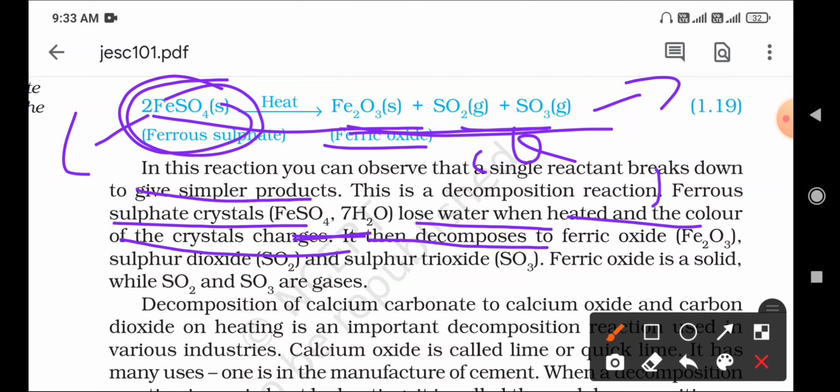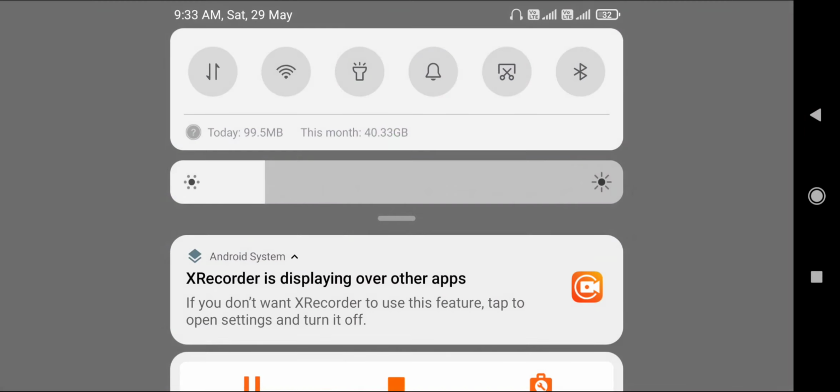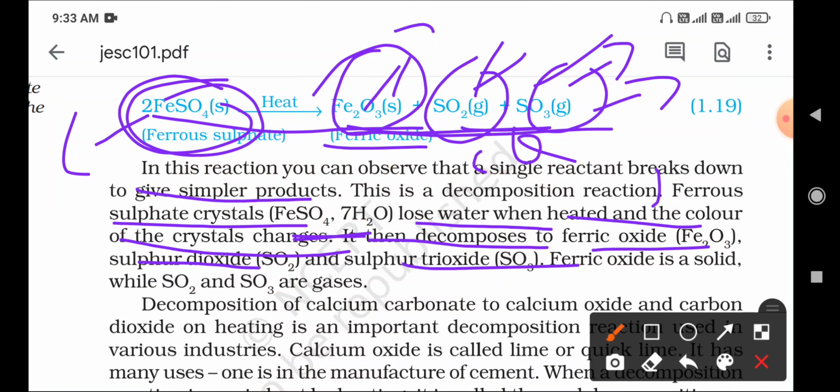It then decomposes to form ferric oxide, this is the ferric oxide, and sulfur dioxide and sulfur trioxide. Ferric oxide is a solid, and sulfur dioxide and sulfur trioxide are gases. That is written in the form of symbolic representation: G is called gas, and S is called solid.